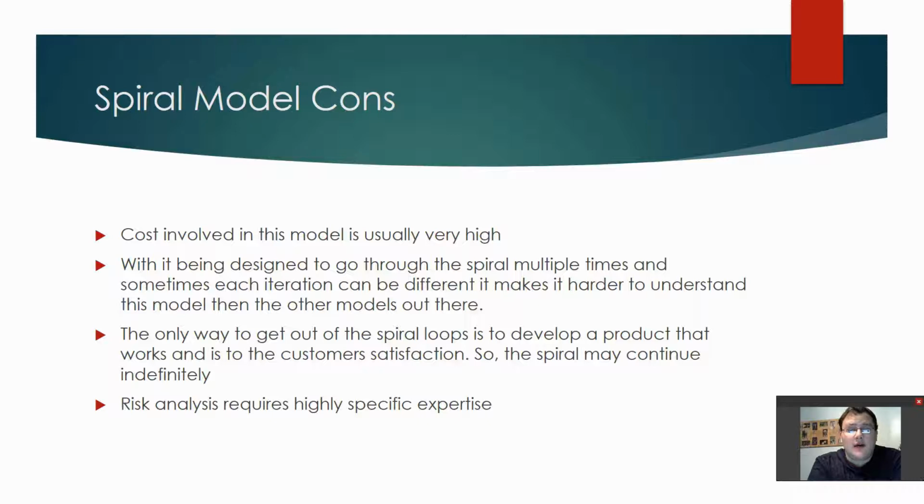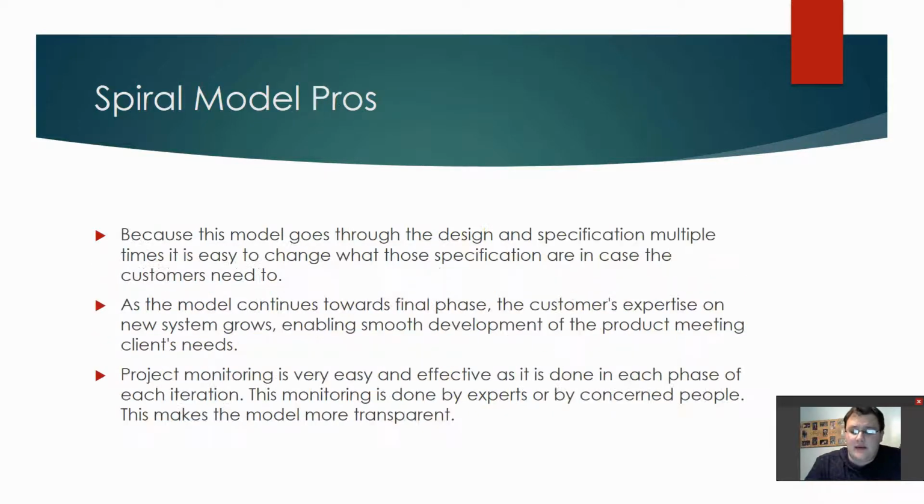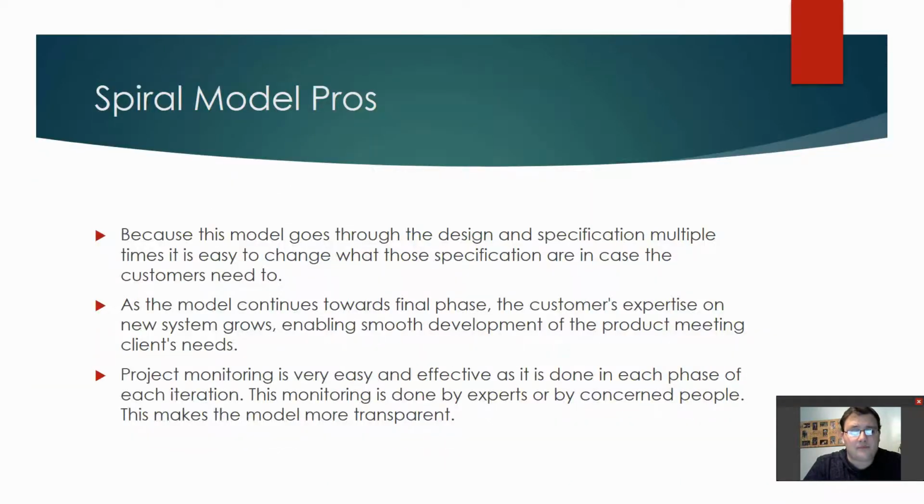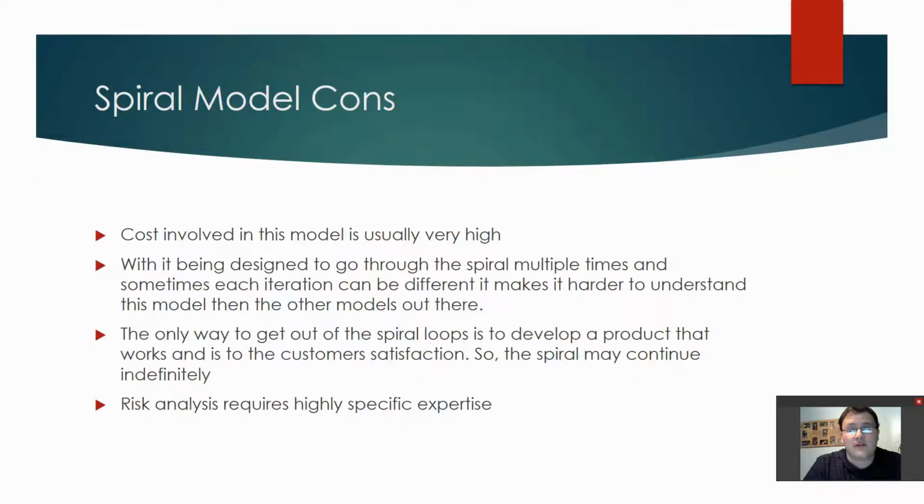On to the cons. The cost involved in this model is very high because you have many loops and you have a lot of things you've got to do. With it being designed to go through the spiral multiple times and sometimes each iteration can be different, it makes it harder to understand this model. Looking back at the spiral model, you can see that it does look confusing, and when I was researching it, it took me a little while to comprehend this model more than others because of that, which might turn a few people off from actually using it.